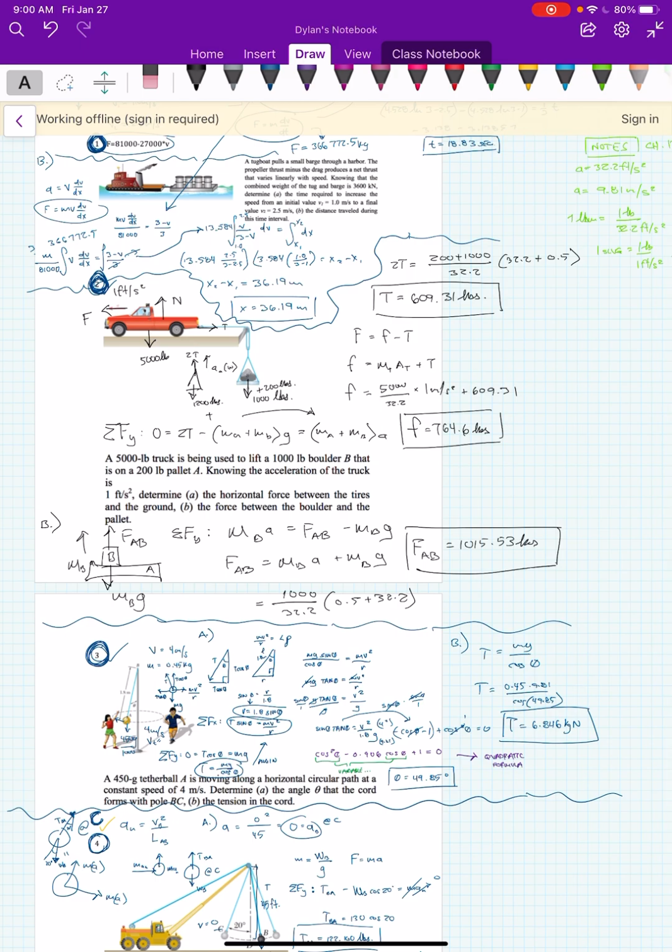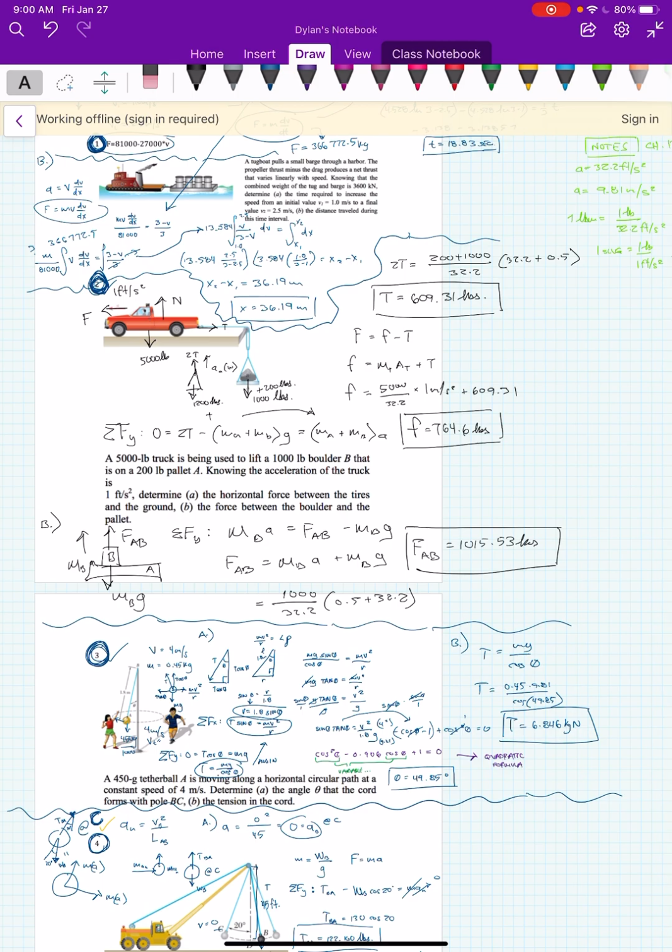And from there, let's see. From there, I was able to find tension and then plug it back into one of the two kinematic equations that I had and find friction.